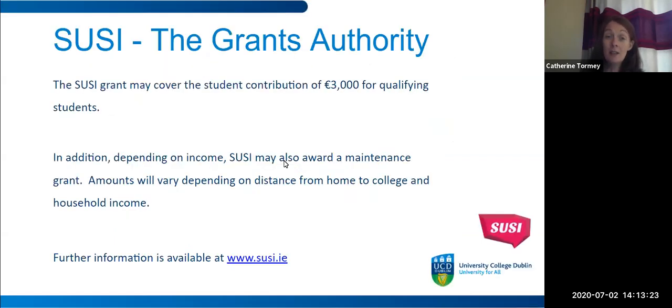So in addition to that financial support, you will have also heard of SUSI, who are the Grants Authority. And the SUSI grant may cover the student contribution of €3,000 for qualifying students. And in addition, depending on your income, SUSI may also award a maintenance grant. And the amount of the maintenance grant varies depending on the distance from your home to the college and your household income. So you can get further information with regard to their grants and their thresholds on the SUSI website, which we've included a link to there.